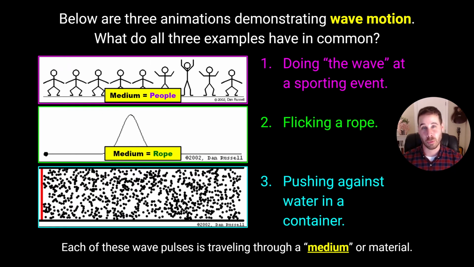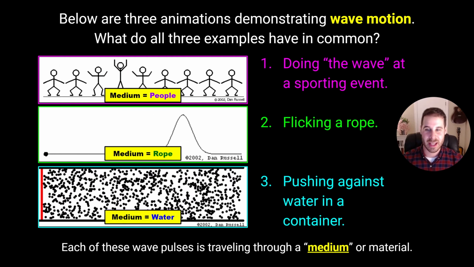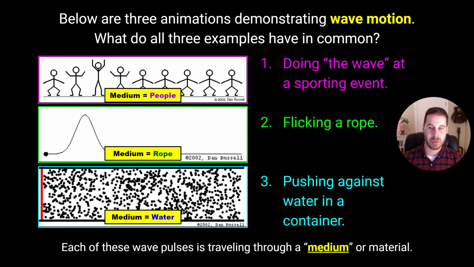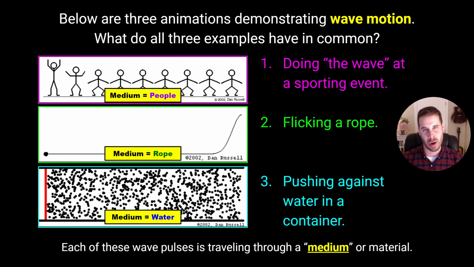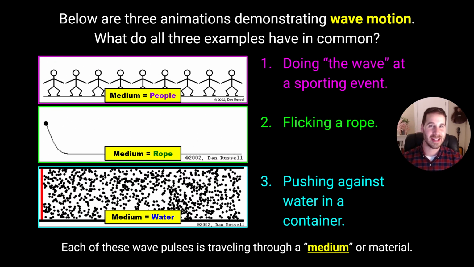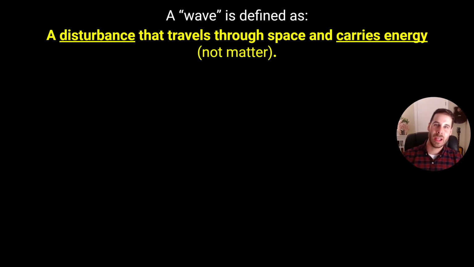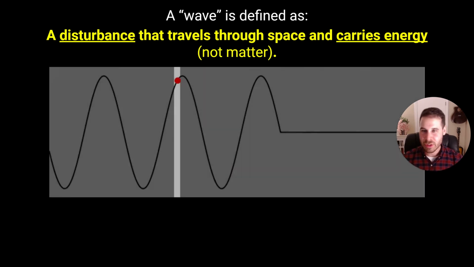Number two, the medium is rope. That's the material the wave is using in order to transmit itself. And in the final example, that material is water. So we would say the medium that this wave travels through is water. So just get used to understanding that the word medium no longer means a t-shirt size, but in science it means a material that a wave is transmitted through. Moving on, a wave is defined as a disturbance that travels through space and carries energy. And I'm specifying in this definition that a wave will not actually transfer matter any significant distance. It only transfers energy.